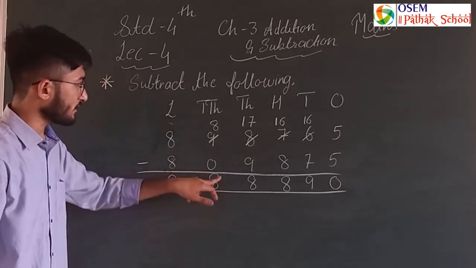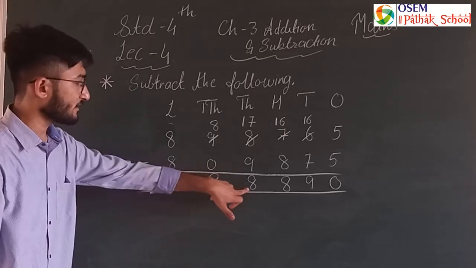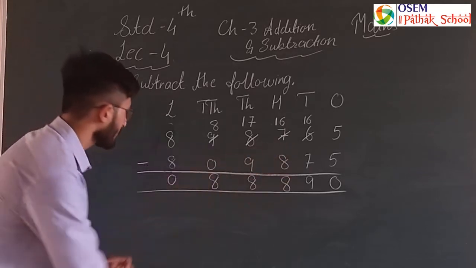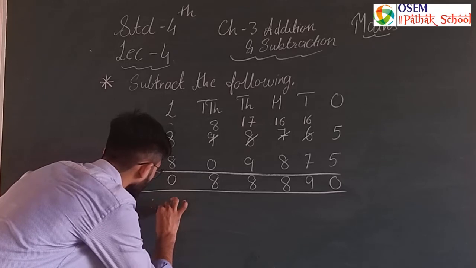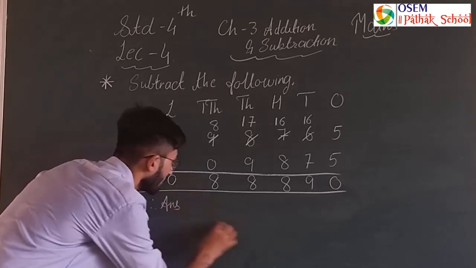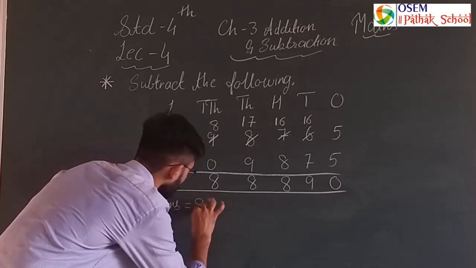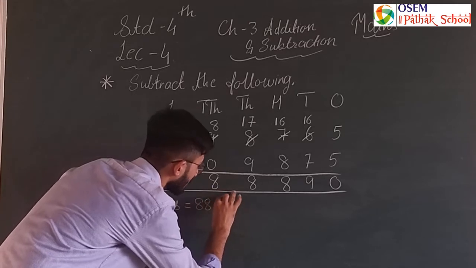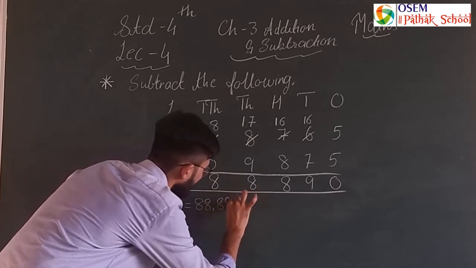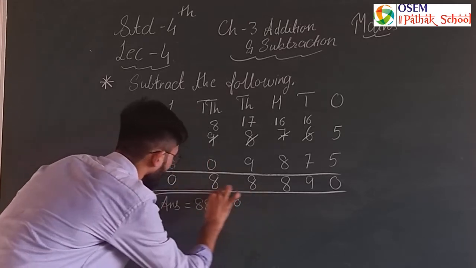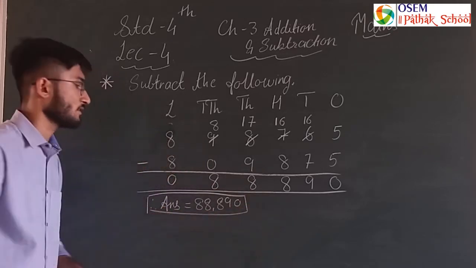What is the answer to us? 88,890. Therefore, the answer of this question is 88,890. Okay, so here is our answer.